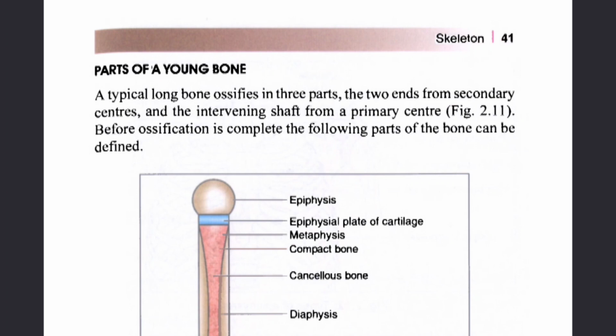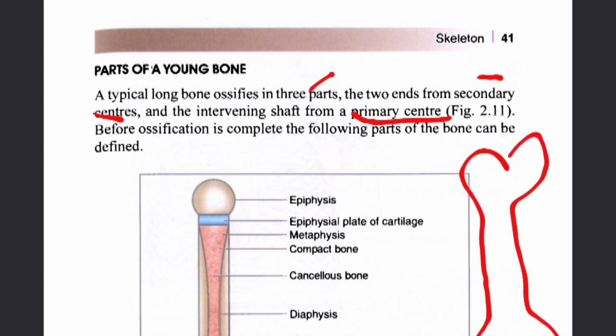So a typical long bone ossifies in three parts. Remember this. The two ends form secondary centers and the intervening shaft forms a primary center. Okay, so let's take an example. If this is a long bone, this is the shaft region. Here the primary center is present where the ossification takes place, and here the secondary centers are there where the secondary ossification takes place.